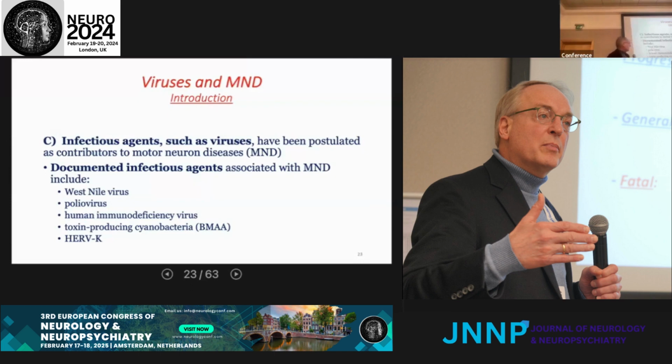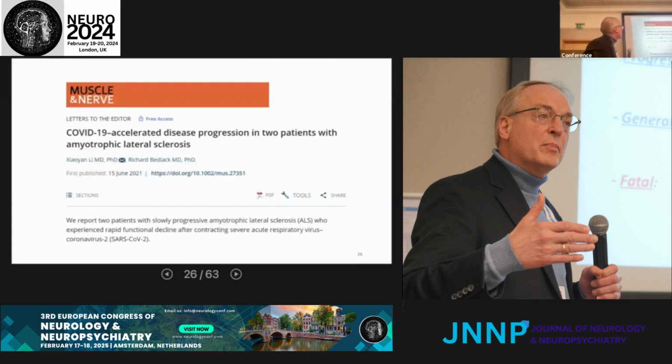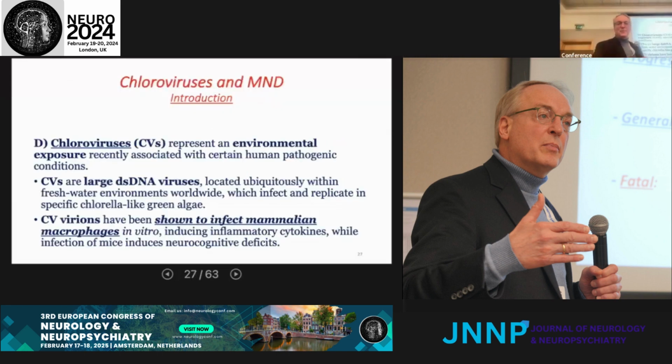The cyanobacteria toxin beta-methylaminoalanine is found in green-blue algal blooms, and it's been known to actually lead to a motor neuron syndrome. And a human endogenous retrovirus called HERV-K has been found to be part of the human virome and also tied in with potential for ALS. A colleague of mine at Duke, Rick Bedlack, reported COVID-19 accelerating disease progression in 2 patients. So this does not say causing ALS, just says individuals with disease getting worse. I'll come back to that point as we get into chloroviruses and motor neuron disease.